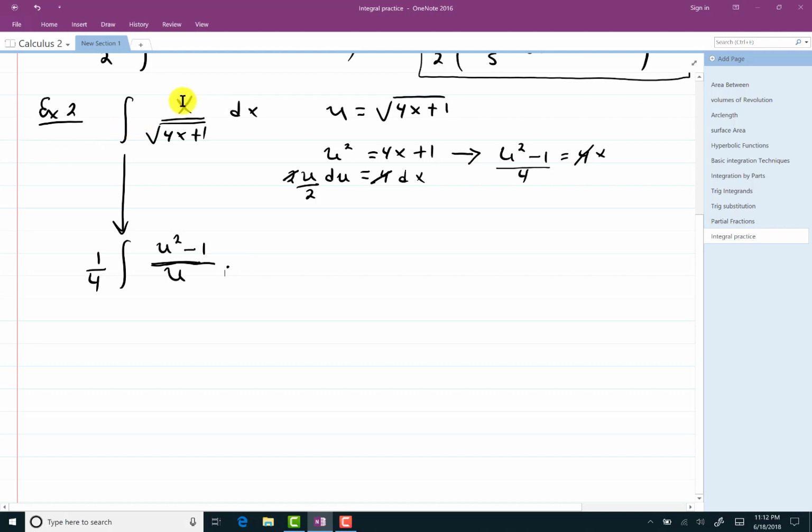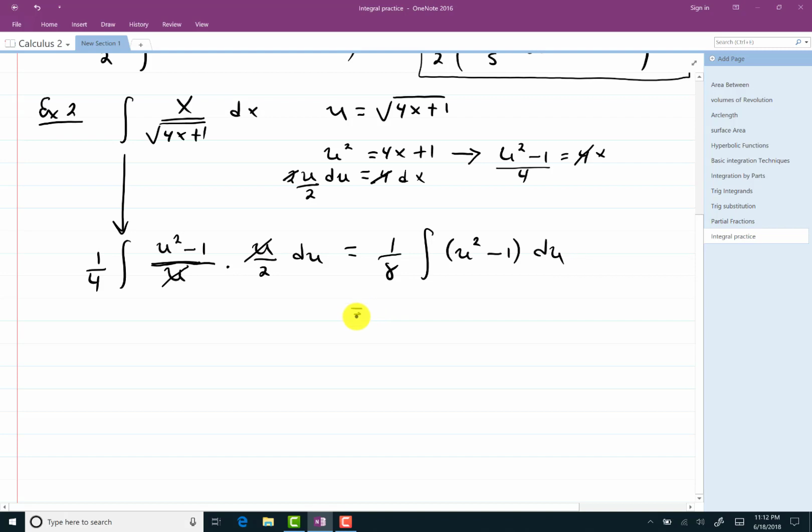Okay, so I've covered this. This is all taken care of. Now what goes into my dx? u over 2 times du. Lots of canceling happens here, and this is really nice. The 4 and the 2 can be combined to give me 1 over 8. And then I simply have the integral of u squared minus 1 du.